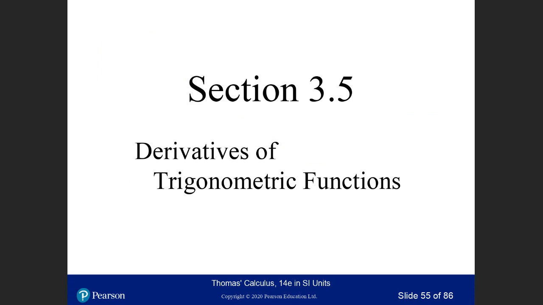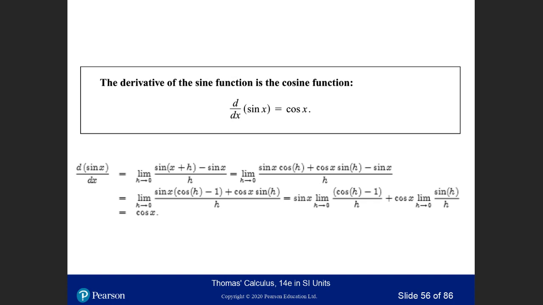Let's see the derivatives of trigonometric functions. We will use the same definition for the derivative in order to calculate the derivative of trigonometric functions. Let's start with the sine function. We say that the derivative of sine of x is cosine of x. Let's try to prove this using the basic formula for the definition of the derivative. So that formula, f of x plus h minus f of x divided by h, we take the limit as h goes to 0.